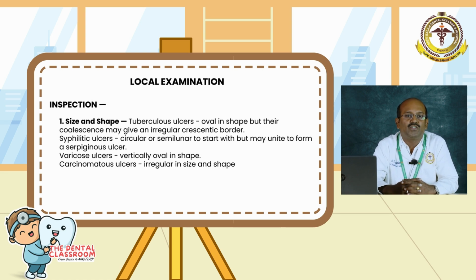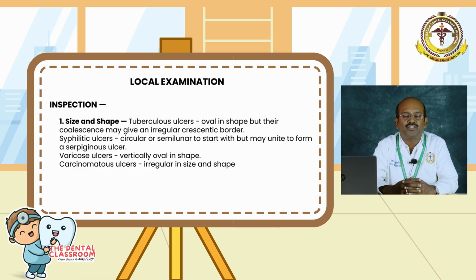With this, we will move on to the local examination. For any local examination, like you all know, how to start with number, site, size, shape, extent. The same thing we are going to follow here. The local examination first is the size and shape. What is the size and shape going to tell us?